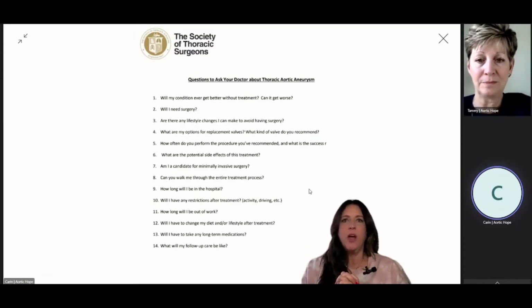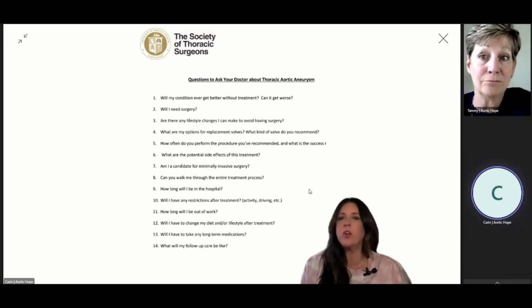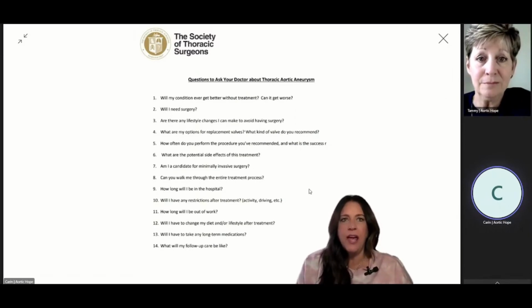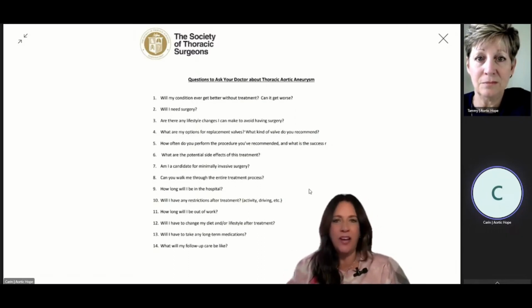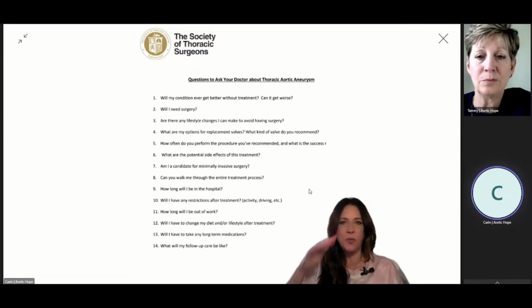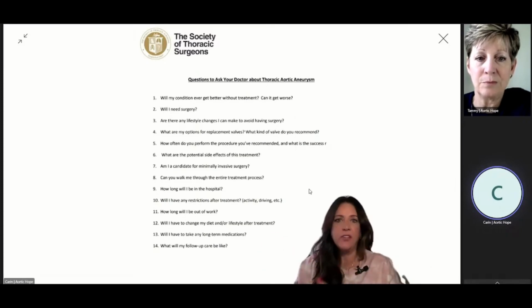But that's one. Okay, so how often do you perform this procedure? How often are you working on aneurysms? And what's the success rate? That's an important question. And even though most of these doctors are doing these every single day, and they would rather repair an aneurysm than a dissection any day of the week, I think it's for peace of mind you should ask. Potential side effects of having surgery, of having certain valves.